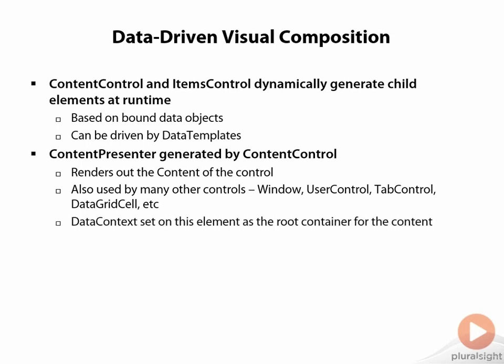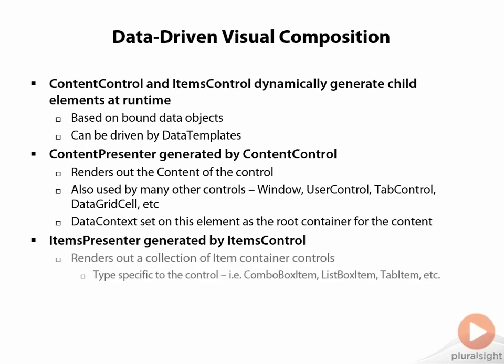And ultimately, the data context is going to be set on this element as the content object that's being rendered out. And that's going to flow down the visual tree into something like a data template that's being rendered as the content. When you're working with items controls, it's going to be an items presenter as opposed to a content presenter. Similar concept, it's the single root container for each of the items rendered out by that items control.